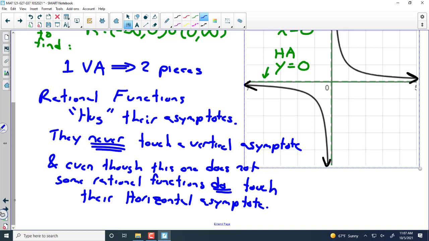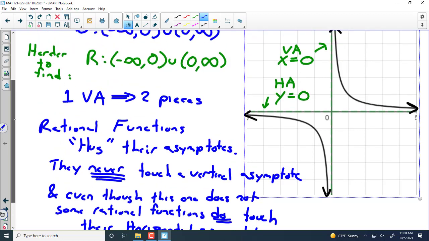I'll remind you of that as we go through our class today. They never touch a vertical asymptote. And although this one does not, it is possible for a rational function to touch its horizontal asymptote. What else do I want to tell you about this? Well, it still follows the same rules that any function does in that you can plug in a number and get a number back out.